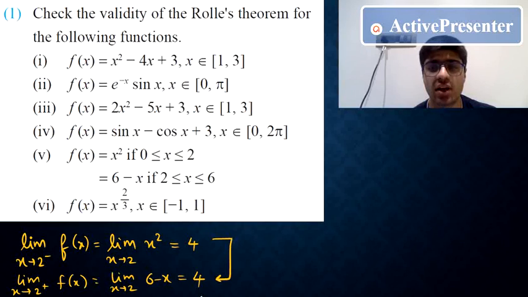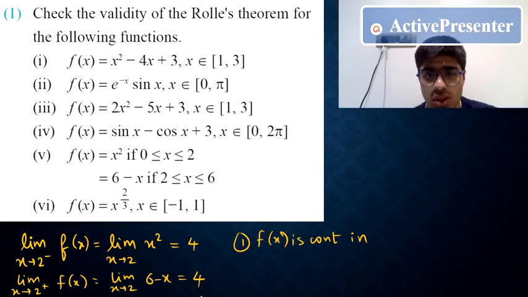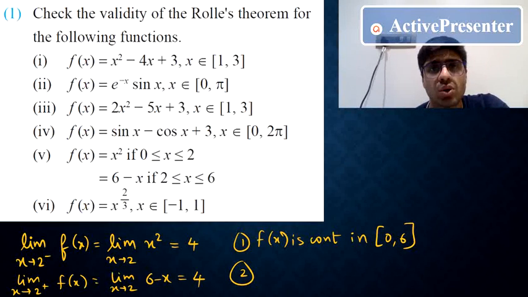So the left hand limit and right hand limit for the function are equal, and that is why we say that f of x is continuous in the given interval, which is 0 to 6. So f of x is continuous in the interval. Now whether it is differentiable or not, we don't know that.